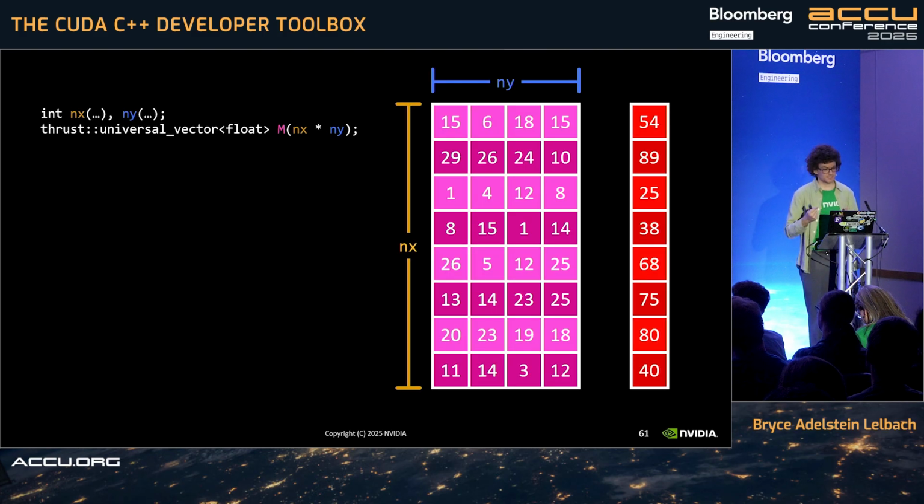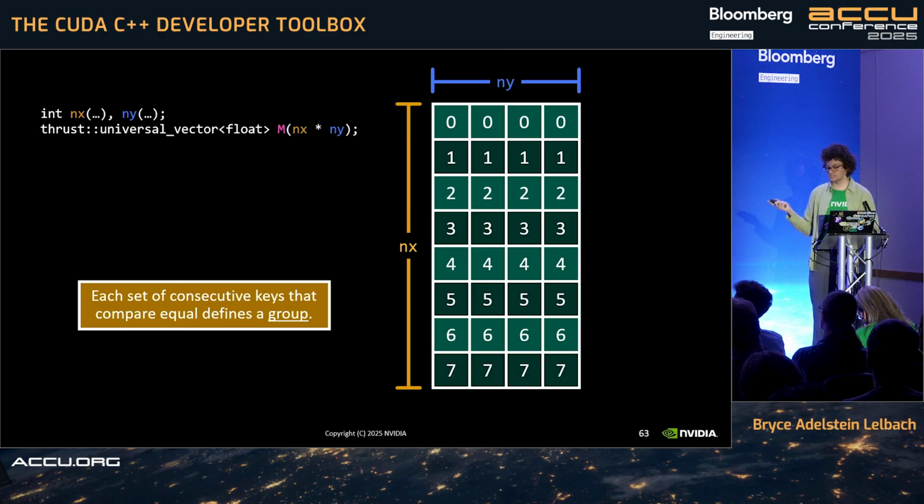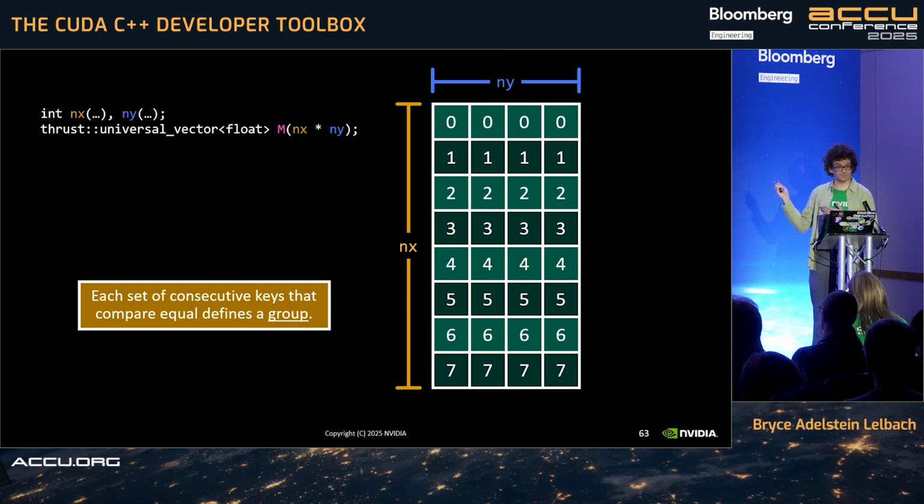For example, suppose that we have a matrix and we want to sum each row of that matrix. To use a by-key algorithm to solve this problem, we must first create a range of keys that define the groups. So each set of consecutive keys that compare equal defines a group. In our example, all elements in the same row should have the same key, and the value of that key can just be its row index.